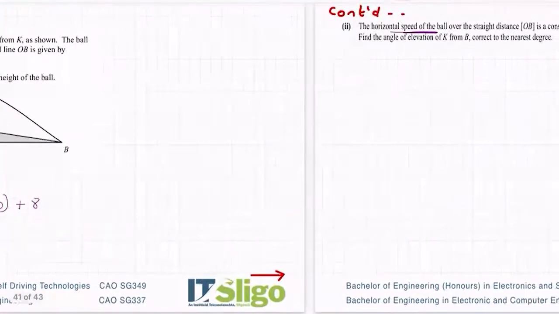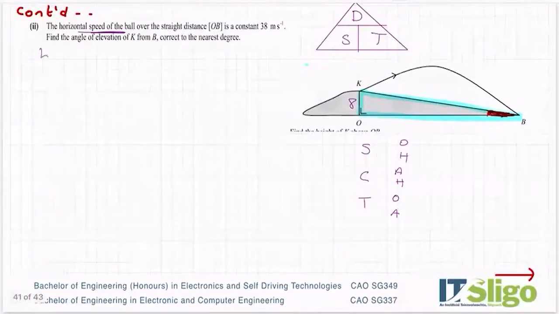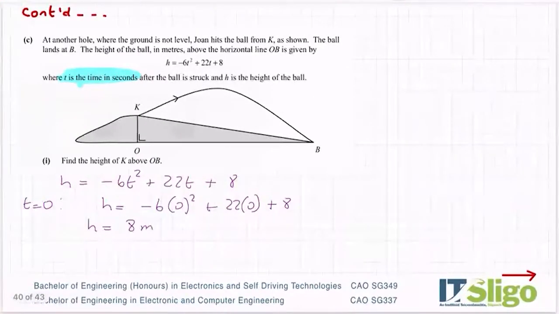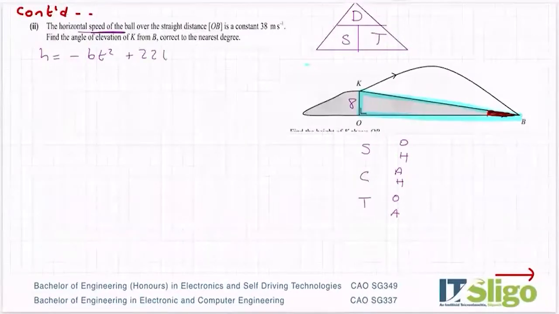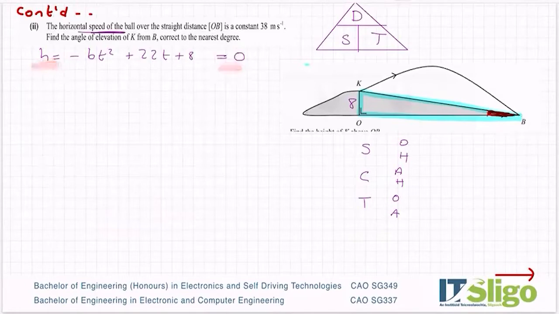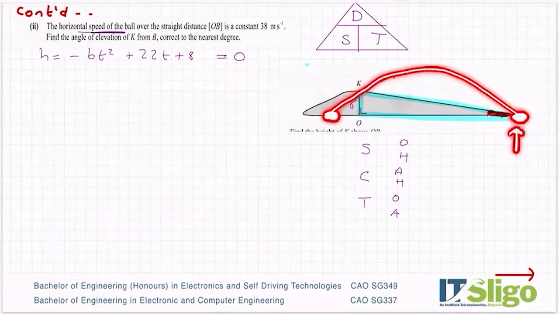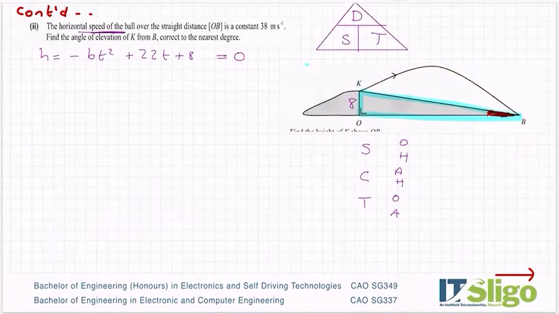Okay, so let me take down that h equation again. So h is equal to minus 6t squared plus 22t plus 8. Now if I let that equal to 0, in other words, I'm saying when is the height 0, I'm going to find this point and this point here. And it's obviously this one I'm interested in. I'm not interested in one that occurs before time, and then this is our reference point. So let's solve this one.